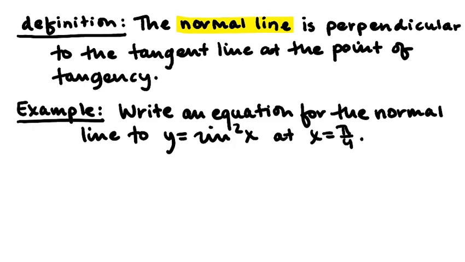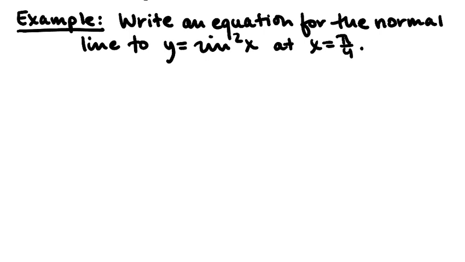let's do a quick example. Let's write an equation for the normal line to y equals sine squared x at x equals pi over 4. Now this is like, wait a second, you didn't tell me how to take the derivative of the square of a function. How can I do this using the product rule? Sine of x times sine of x, absolutely. That's what I'm going to do.